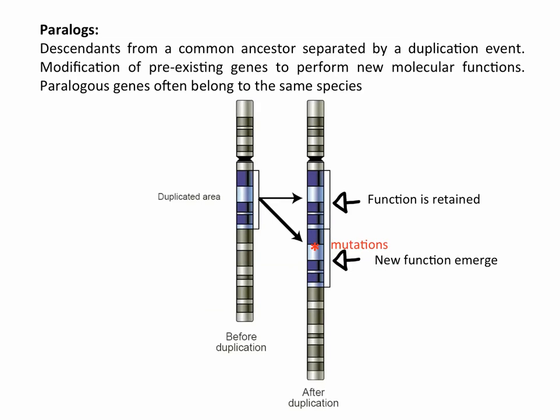Paralogous genes are descendants from a common ancestor separated by a duplication event. So it's a modification of pre-existing genes to perform new molecular functions. Paralogous genes often belong to the same species.